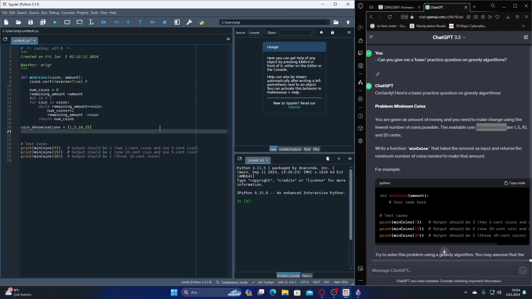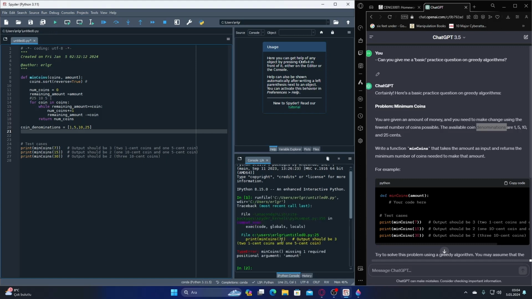Then the minimum coins function is checking for this one, and it is printing out. Let me run it. I'm not sure whether this is wrong or not. Okay, minimum coins is missing one record. Actually this is the amount, but where did I make mistakes? Actually it is given in here.